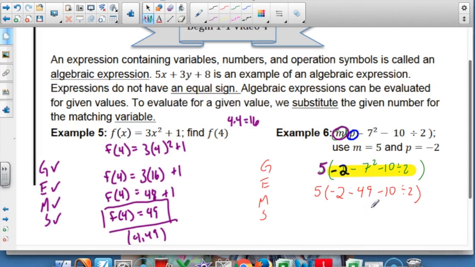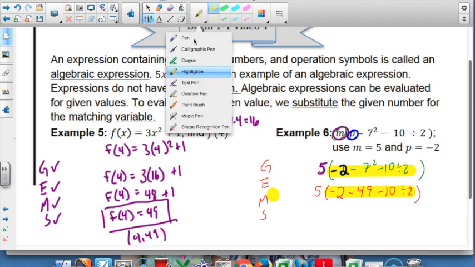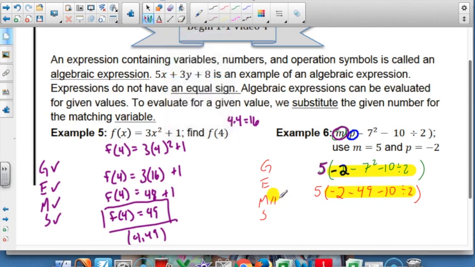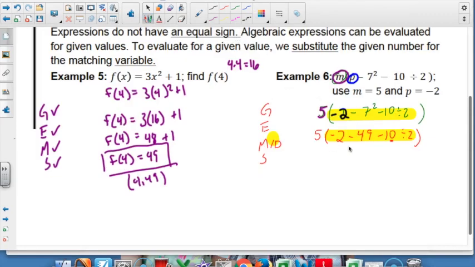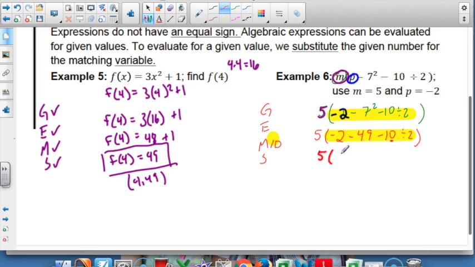Okay, and then I'm ready to divide, because as I look through, again, I'm only looking inside of these parentheses, and as I look through there, I've got a bunch of subtraction and then a division. I know I need to deal with multiplication and division before I do the subtraction, because remember, that's multiplication and division. So still working inside of the parentheses, I'm going to say 5 and then -2 minus 49, and then what I'm working on here is this -10 divided by 2, which is -5.